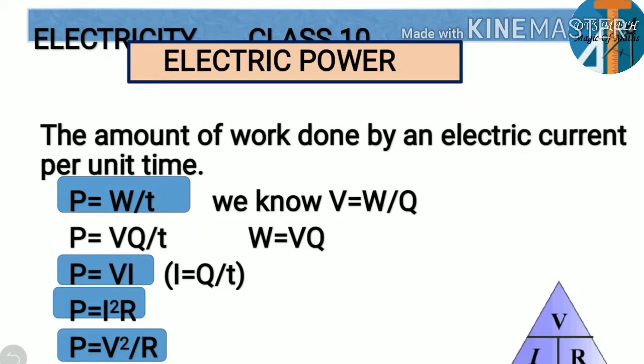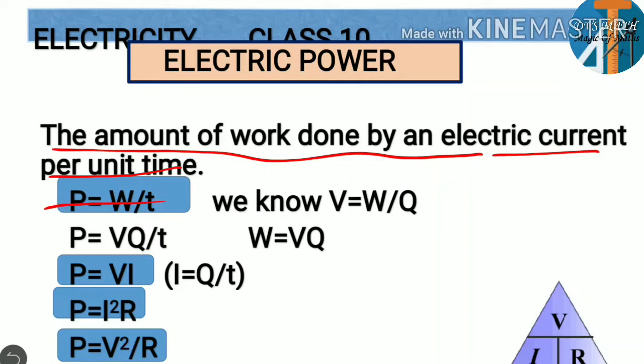Electrical power. What is electrical power? The amount of work done by an electric current per unit time. Power means your capability of doing some work, right? That capability, or amount of work done in a particular time, we are calling power. So what is the definition of electric power? The amount of work done by an electric current per unit time. We are calling it electric power.